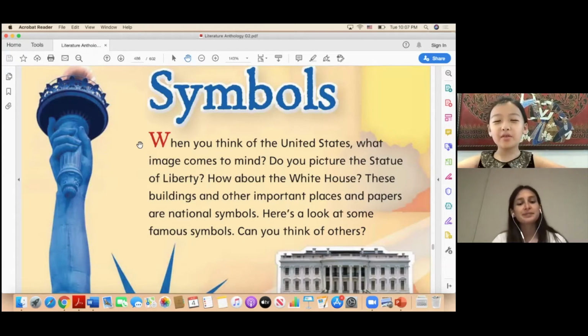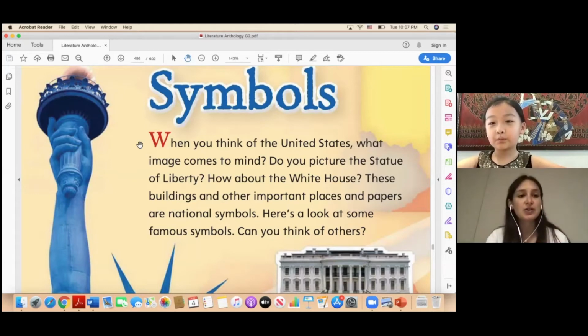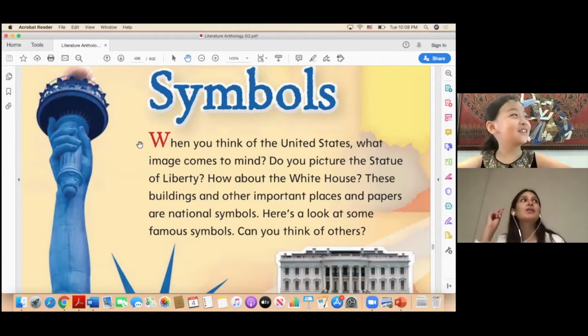Well, when I think of Paris, I think about the Eiffel Tower. Right. So when you think of the United States, what's the first thing that comes to your mind? It can be anything. It doesn't have to be a building or a statue. It can even be food. Anything that when you think of the United States, you think of that.